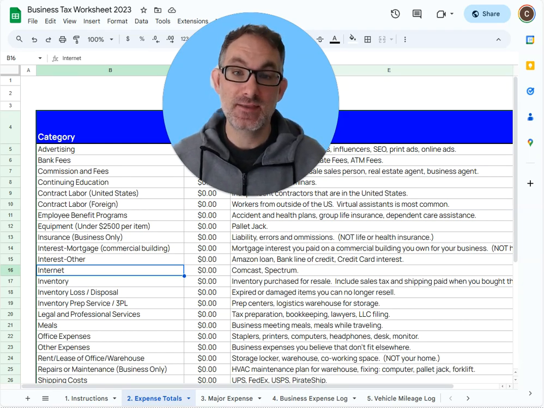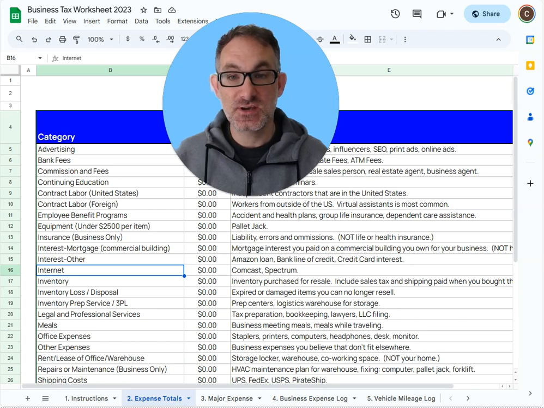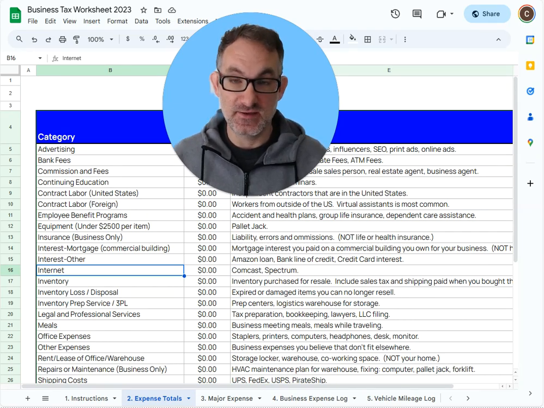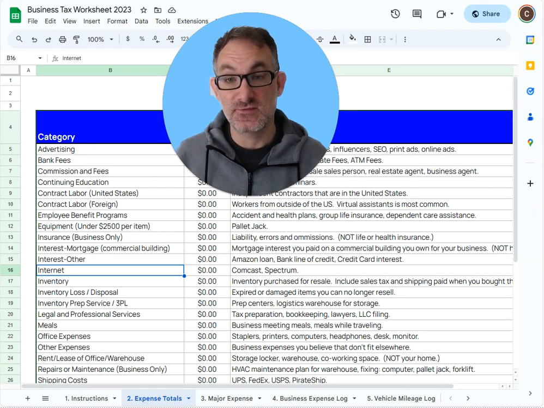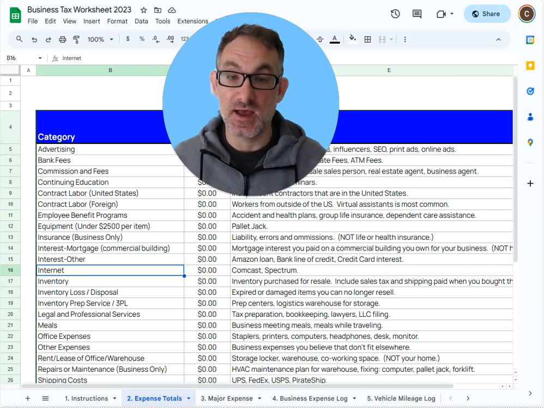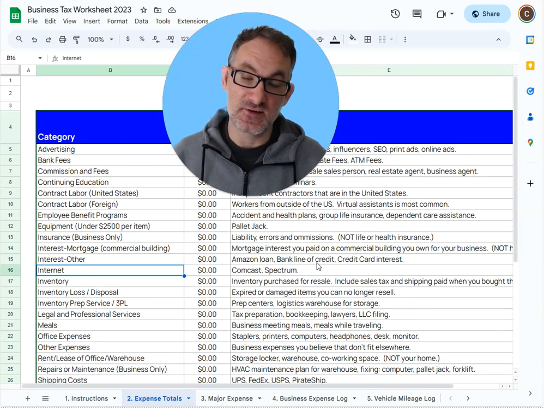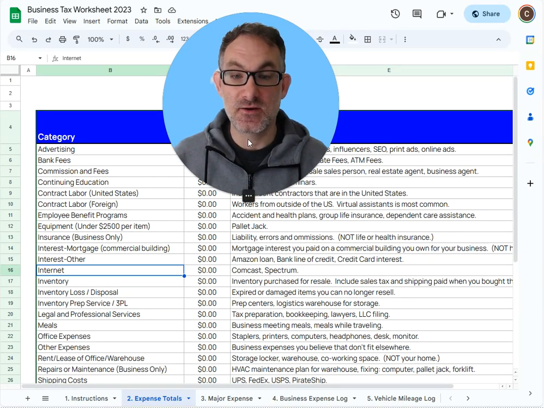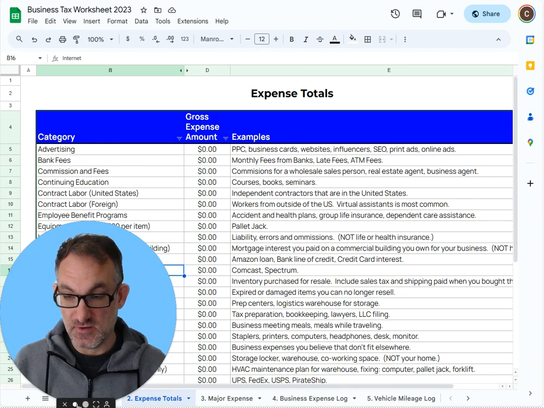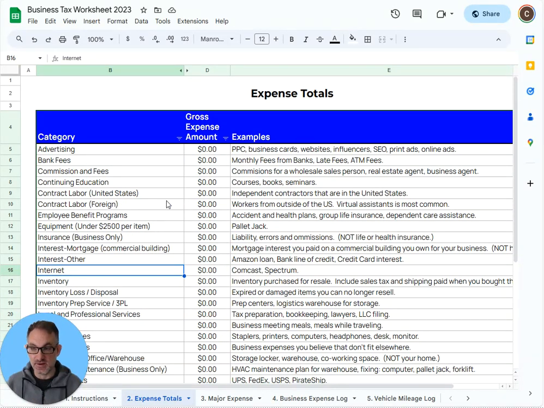What I would recommend is downloading the business tax worksheet that's provided right here on this page, and it will outline all of the various categories that we have that can be written off. And then we also list out the various expenses that we have. So let's go ahead and dig right in. Let me go ahead and move myself a little lower here, and let's take a look.